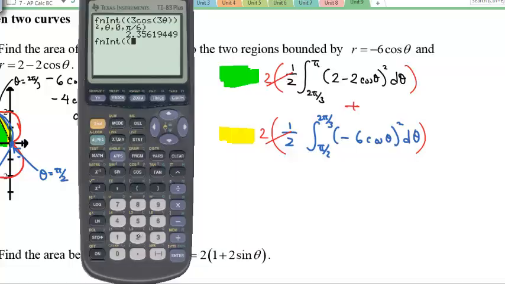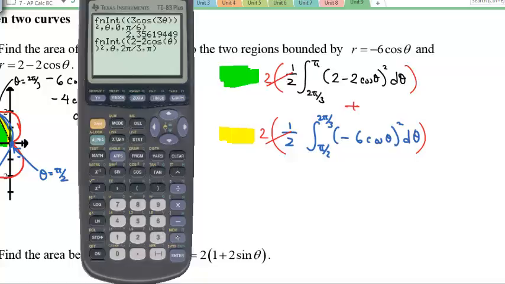Okay, so bracket 2 minus 2 cos theta. Close the bracket of the first, the second, that's this one. Now we're going to square it. Comma theta, comma 2 pi over 3, comma pi.